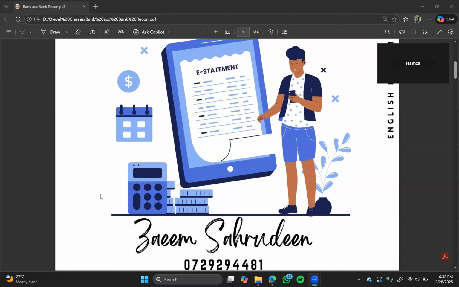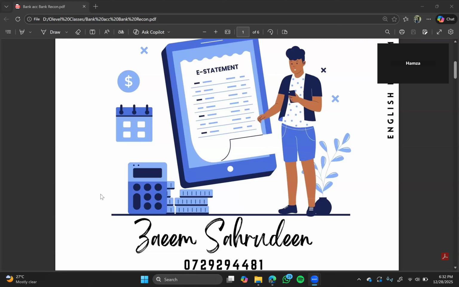This bank account is something that the business maintains. Any cash deposits, any check issues, any check deposits, all things will be recorded here. In the meantime, the bank itself also maintains what you call a bank statement.